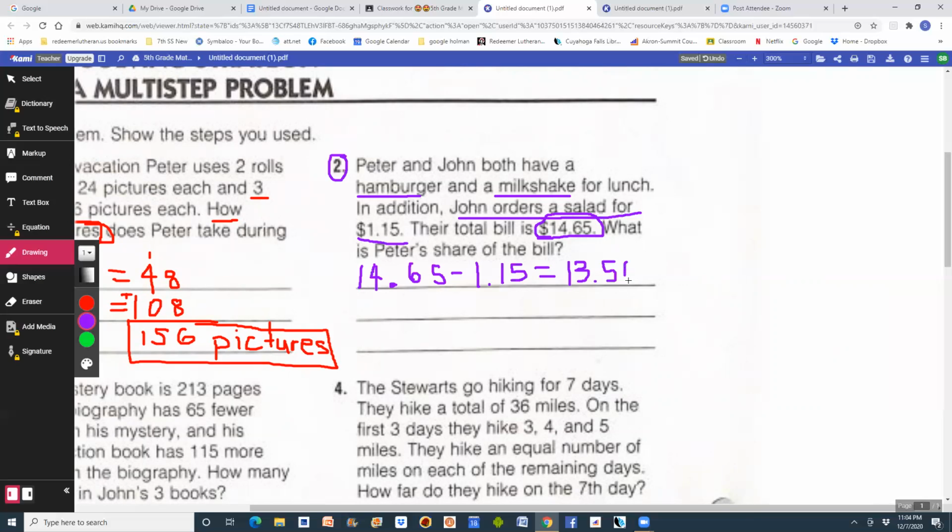Well, so once we get rid of the salad, they both ordered the same thing, okay? They both had a hamburger and a milkshake. So they should really split this $13.50 equally. So that means take the $13.50 and do what with it? Well, let's divide it by 2. And then that will equal $6.75.